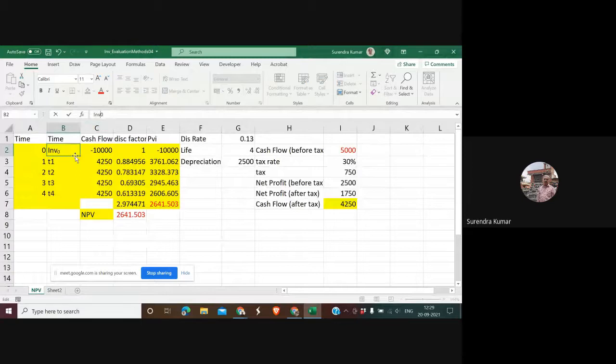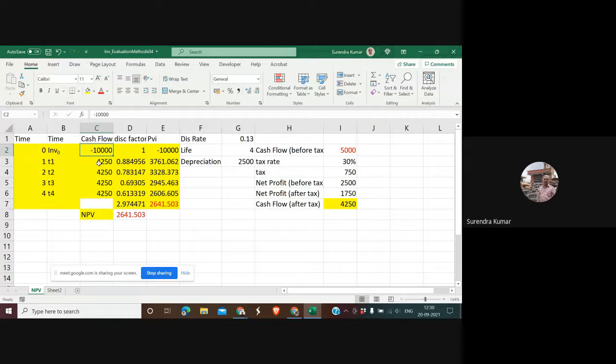where at time zero we have an investment of 10,000 rupees. So there is a cash outflow that we are indicating. And for the next 4 years, there is a cash inflow which is the same, constant.